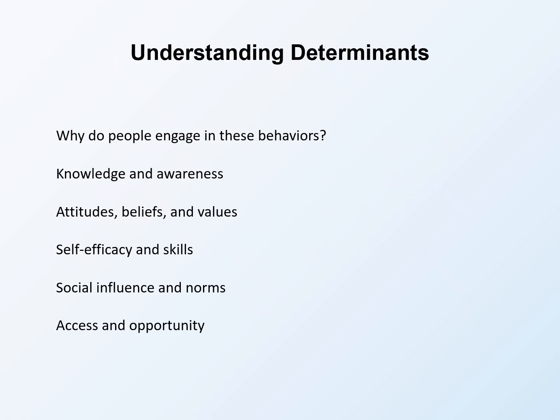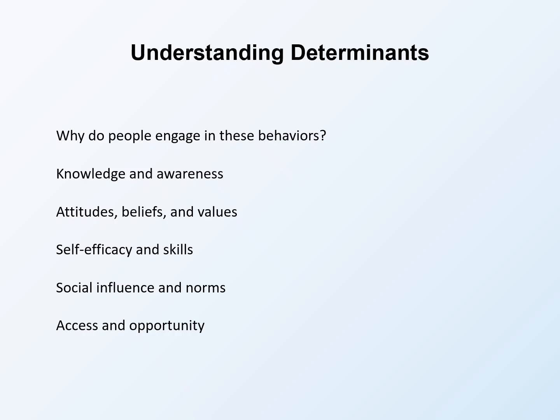The next layer is understanding determinants. The why behind the behavior. Why do people engage in these behaviors, or why don't they? Determinants include knowledge and awareness. Do people know what they should do? Do they understand the risks? Attitudes, beliefs, and values. What do people think about the behavior?